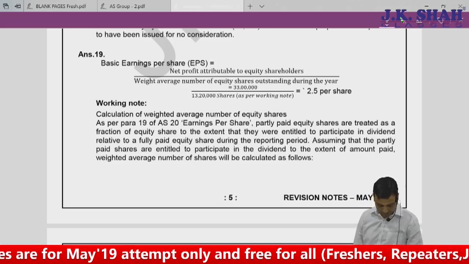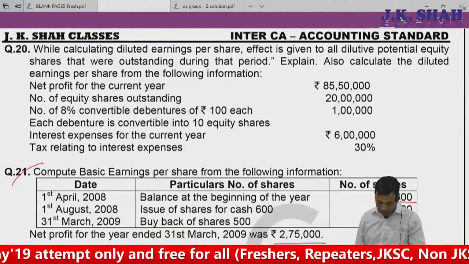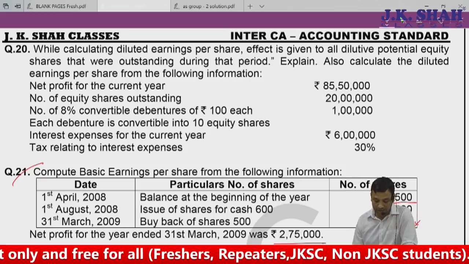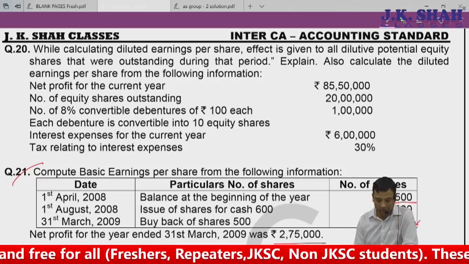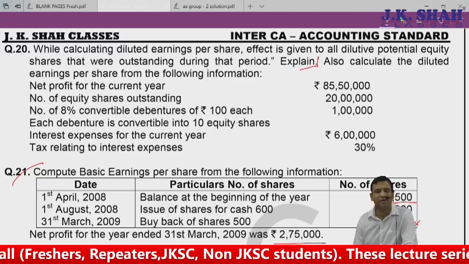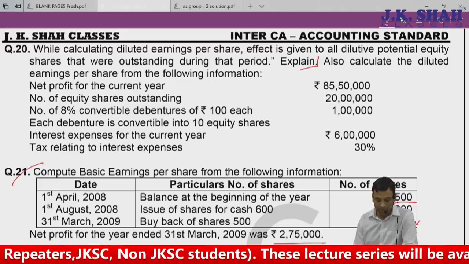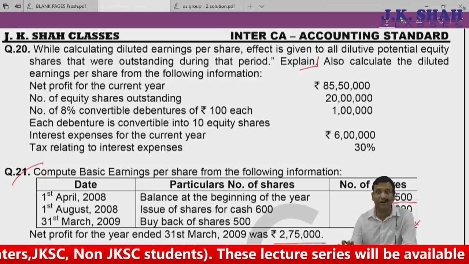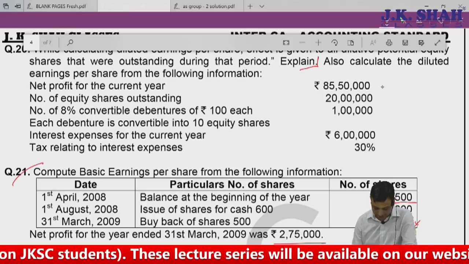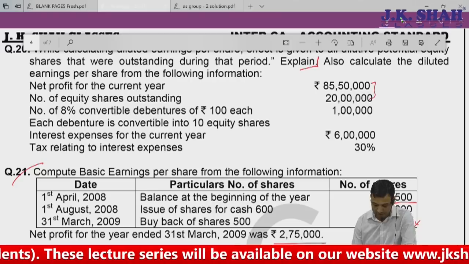Let's proceed to the next question then. Diluted earning per share. While calculating diluted earning per share, effect is given to all dilutive potential equity shares outstanding during the period. So what is diluted earning per share? We should first explain it, and also calculate diluted earning per share from the information given below. First of all, we will find out what is earning per share. So what is your earning per share? 1850 divided by 20 lakhs. That will be your EPS.